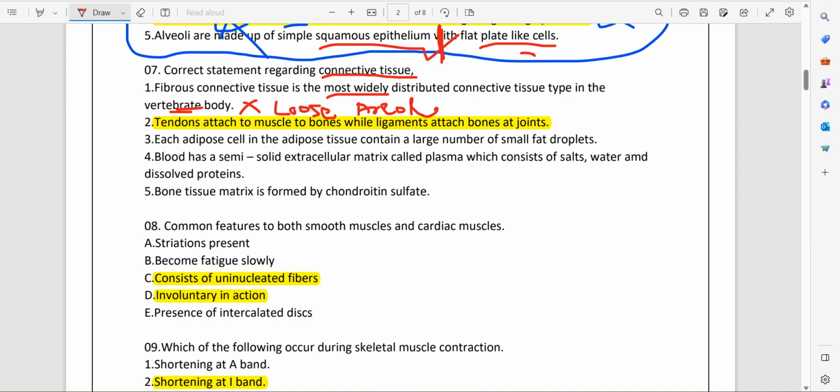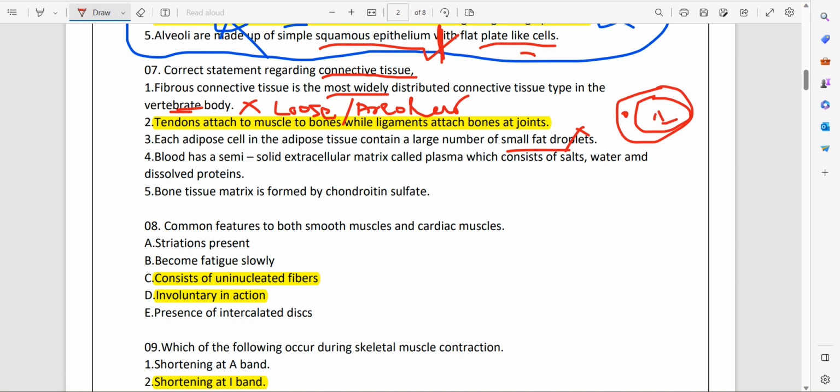I will write the reason here. It is areolar tissue or the loose connective tissue. The second statement is correct. I will come to that in a bit. And the third one, each adipose cell in the adipose tissue contains a large number of small fat droplets. No, it contains a single large fat droplet. So I have kind of swapped the wording. It's not a large number of small fat droplets. It has one single large fat droplet.